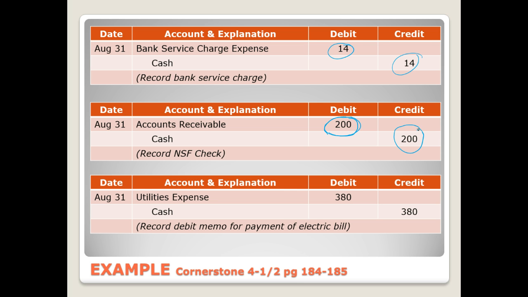And lastly, that debit memo was to pay off the electric bill. Well, that's a utilities expense. An increase in an expense is a debit. It was $380, and it reduced my cash account, which is a credit to cash of $380. That is how we do the bank reconciliation and the adjusting entries.